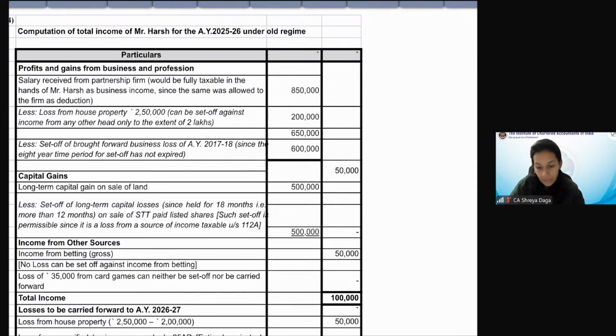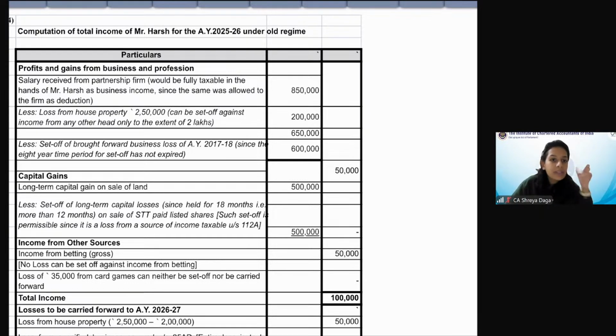Okay. And long-term capital gain on sale of land. There is a brought forward business loss of assessment year 17-18. Assessment year 17-18 means you have life till assessment year 25-26. Oh, this is the last year. Did you use it or did you waste it? Okay, this is the last year. All right. Loss of specified business covered in section 35AD. So you do something now. For you, the assessment year is always 25-26. You mark it in your head that assessment year 17-18.